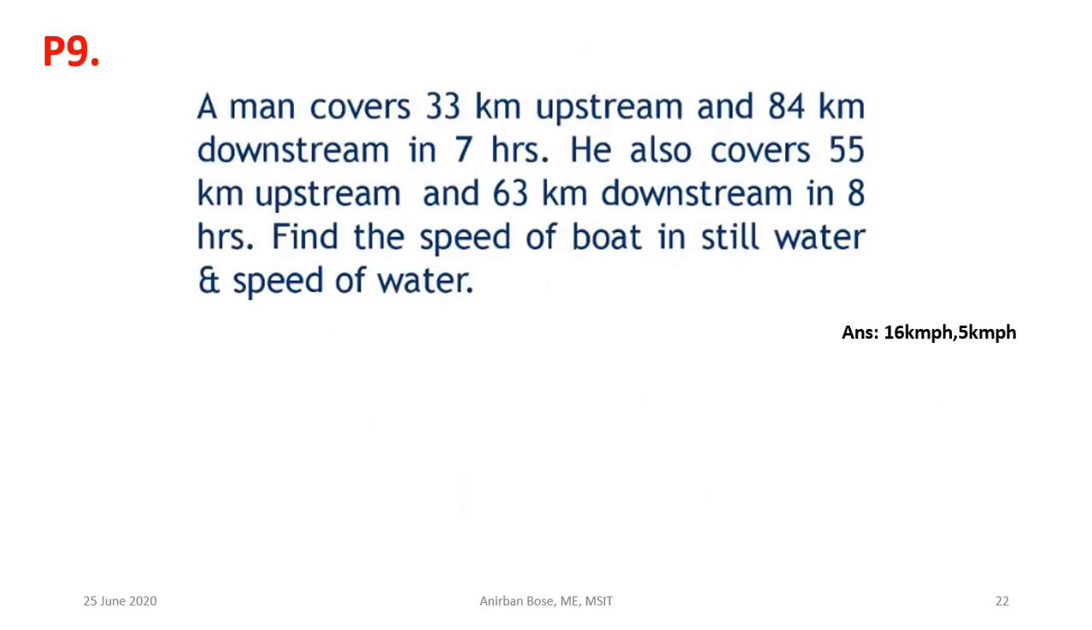Now take this problem, similar kind of problem. First try to write the equation. A man covers 33 km upstream and 84 km downstream in 7 hours. So for 33 km upstream, what is the time required? In upstream, the speed is B minus W, plus for 84 km downstream. In downstream definitely the time required will be less, because the speed is more. And the total time taken is given as 7 hours.